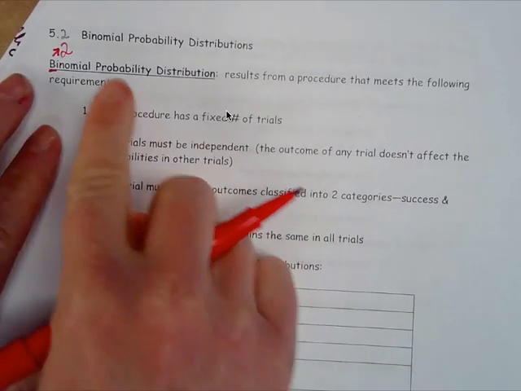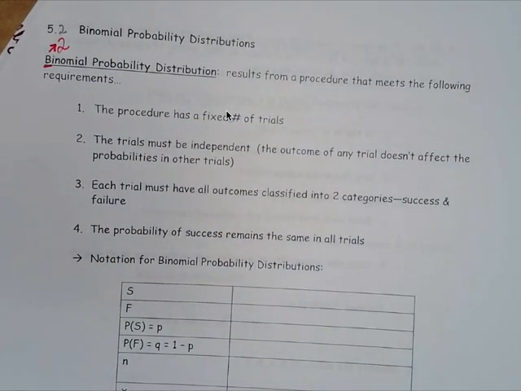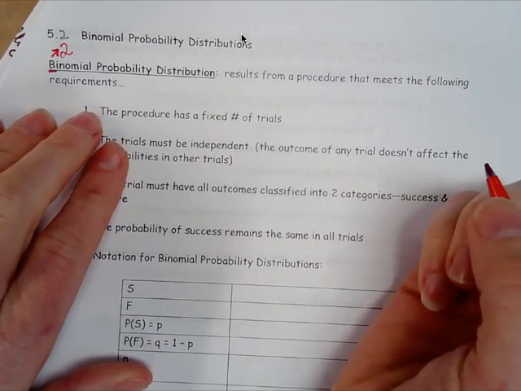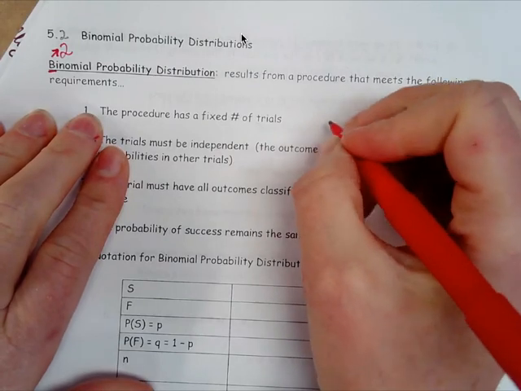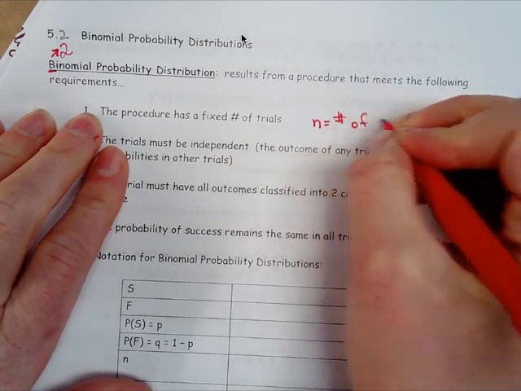So this is still a probability distribution, where you're looking at x and p of x. But in this case, we only have two options, rather than the options like we had before where you can get x is 1, x is 2, x is 3. So we are going to look at the binomial. The procedure has a fixed number of trials. So we'll look at what n is. N is your number of trials.